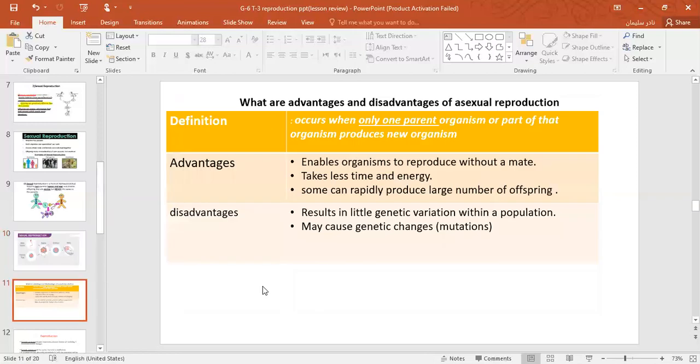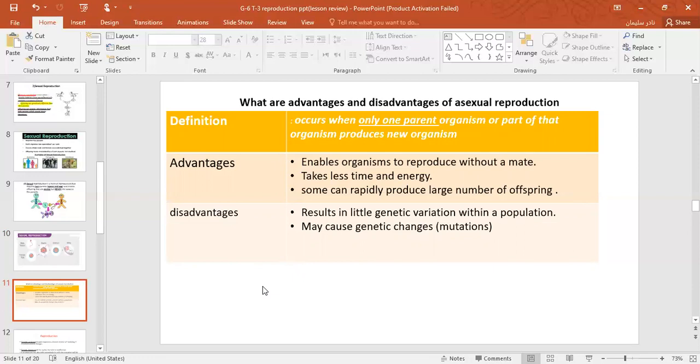Now, if we speak about the advantages and the disadvantages of asexual reproduction. Asexual reproduction, as we said, only one parent is required and the new organism is genetically identical to the parent. Now, what are some advantages and disadvantages of this kind of reproduction? Asexual reproduction has many advantages. First, it enables an organism to reproduce without a mate. No need for a partner, no need for looking for another living thing to mate. Only one organism is able to produce a new organism.